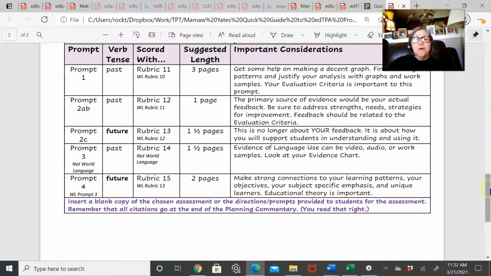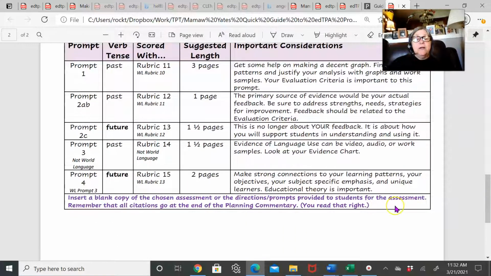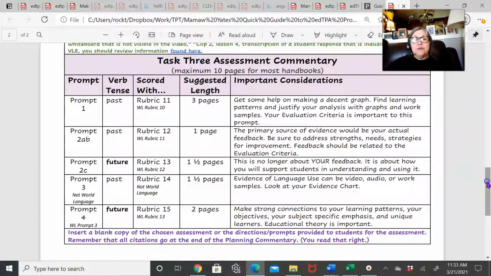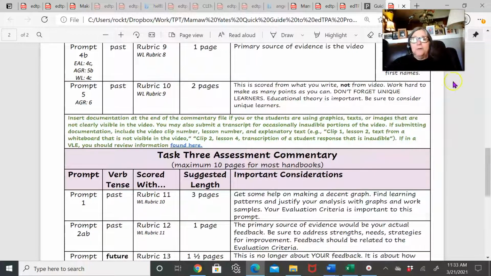Now, at the end of your assessment commentary, do you put your citations at the end of your assessment commentary? Did you answer no? If you did, good for you. All citations go at the end of the planning commentary, right? But you're going to insert a copy of your assessment or any kind of directions or prompts that you gave the students for the assessment. All of that goes at the end of the assessment commentary. So you just kind of cut and paste it onto the end of the commentary. I know it seems weird and awkward.